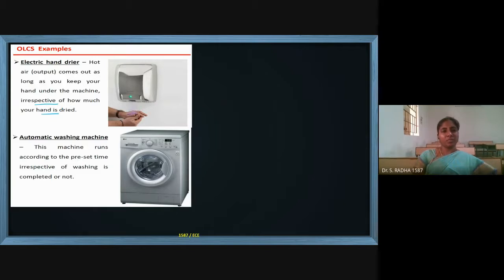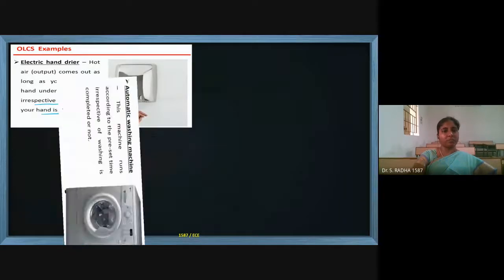And coming to the washing machine, irrespective of the load you are giving, irrespective of the number of clothes you are putting inside, for every button there will be some prefixed time. It will be operated based on the time only, not based on the clothes you are putting inside. So all these are open loop control systems.